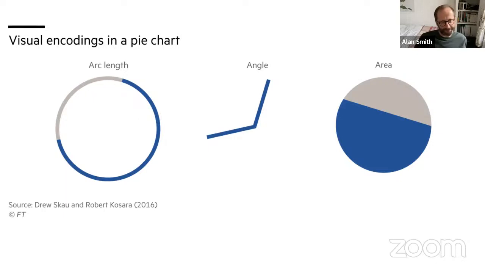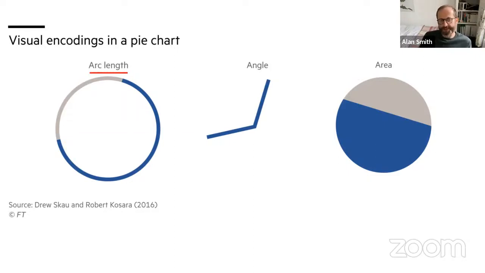And so my question again for the chat: which one of these three encodings do you think the researchers suggested might be the most important method of communicating quantity? Arc length, angle, or area? So we got two there for area. There's an angle. Oh, I take my hat off to Ruth, who is the first person to say arc length, which for me was the slightly surprising finding of this research: that arc length may well be the most influential of these three elements.